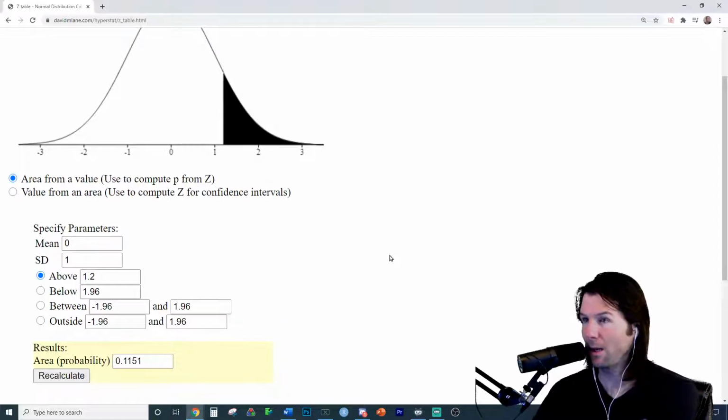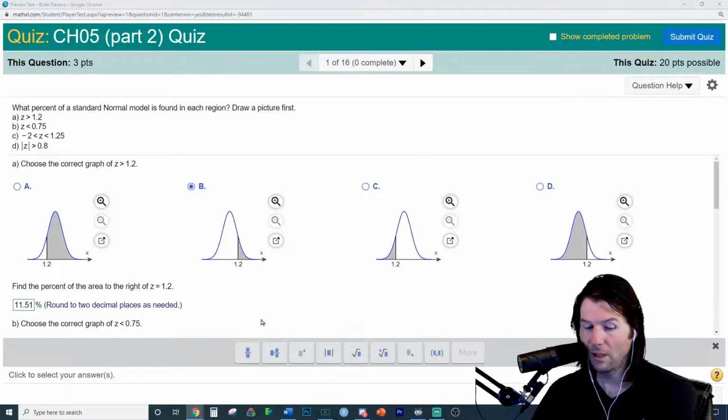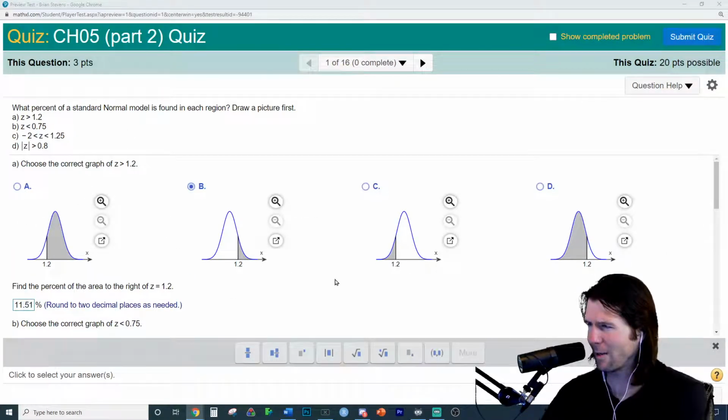So that is the David M. Lane applet, and you're seeing it on the screen right now, and we can get the exact areas under the normal curve, but using the empirical numbers, you can get a pretty good guess. I would have guessed 11.2%, and I would have been kind of close.